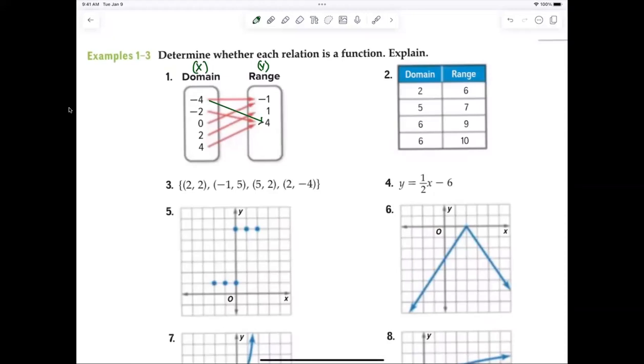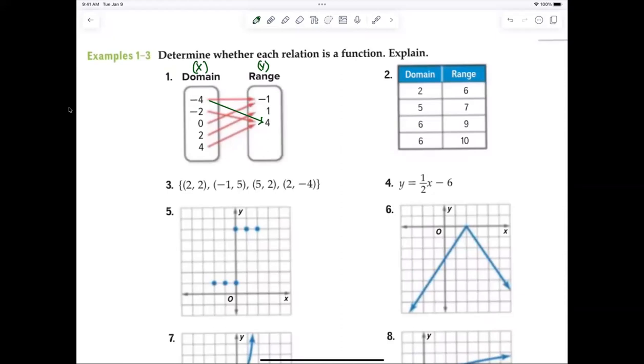Is it a function now? No, because -4 goes to how many y values? 2, right? -4 goes to -1, and -4 goes to 4. So is it a function now? No, it's not.